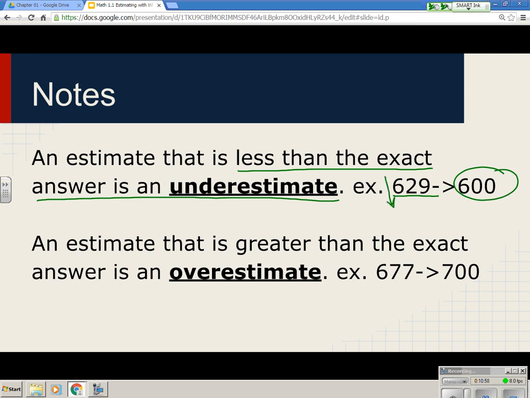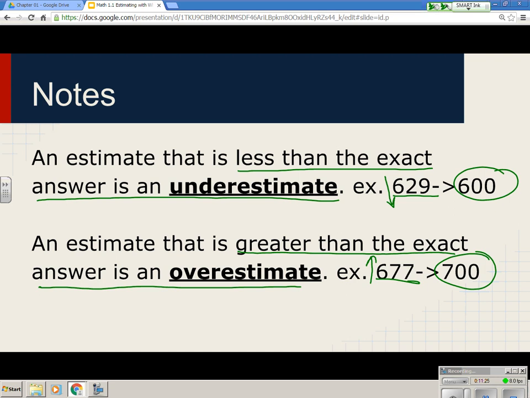It's still okay because it's an estimation. An estimation that is greater than the exact answer, we call that an overestimate. So in this example, I used 677 and rounded up to 700. Okay? Why? Because they're compatible numbers. They're easy to work with. It's okay to round down. It's okay to round up. It all depends on the situation.